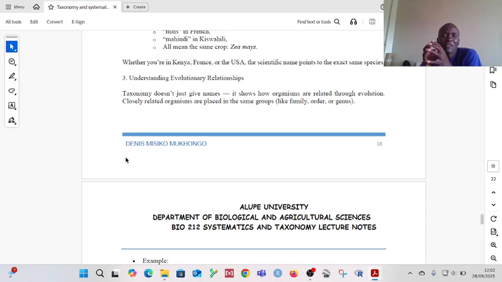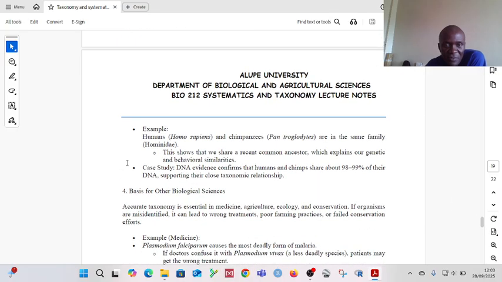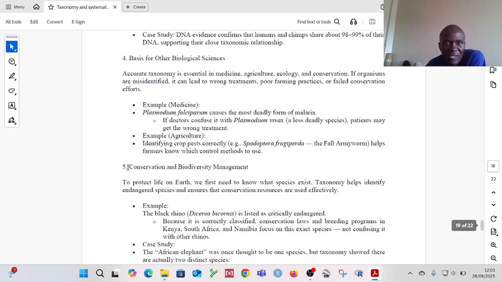So organisms that are closely related are placed in the same group, either in the same family, in the same order, or in the same genus. You place them because they are closely related. So it means through taxonomy, you have organisms that are closely related being grouped together. So when you understand that, then it helps you to understand how related these organisms are from an evolutionary perspective.